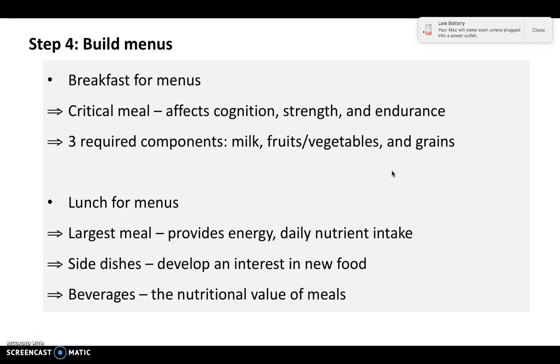Lunch is a meal that provides energy and nutrient intake during the day. So scientists can be used to strategically develop an interest in new food. Beverages at lunch can assist in increasing the nutritional value of meals, such as orange juice, which is rich in vitamin C, or milk, which can provide them calcium.